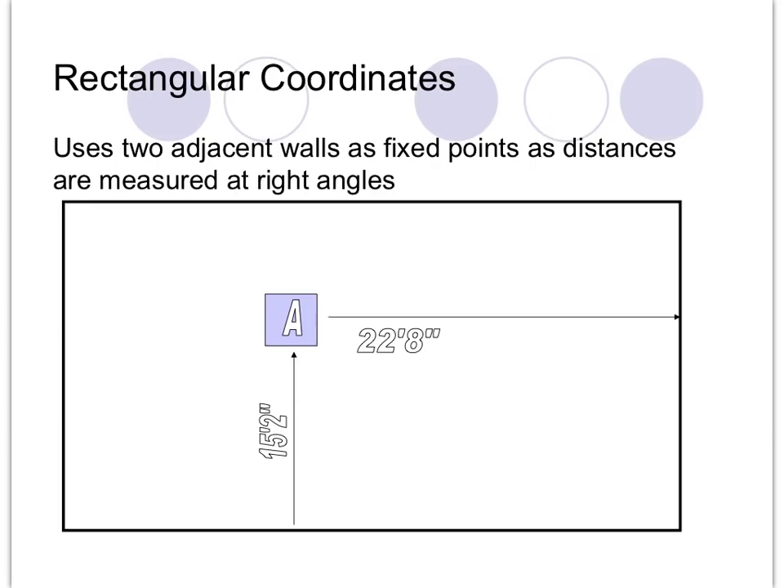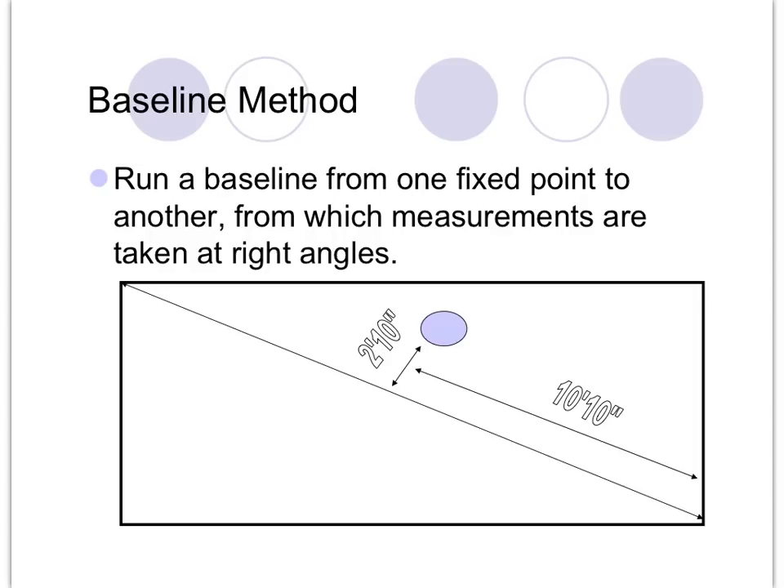The first of which is going to be rectangular coordinates. You're going to use walls as your fixed points. This one might be the easiest for you. So let's say you have object A here. You would measure the distance of object A from that wall as well as that wall, and then mark those with arrows. So that's one of the ways you can do it using rectangular coordinates. One of the other ways is using a baseline. That's where you have one fixed point to another, let's say corner to corner. Your object is somewhere in between there, so you draw a line going totally through the outline.